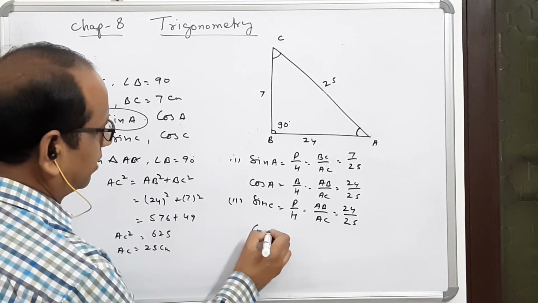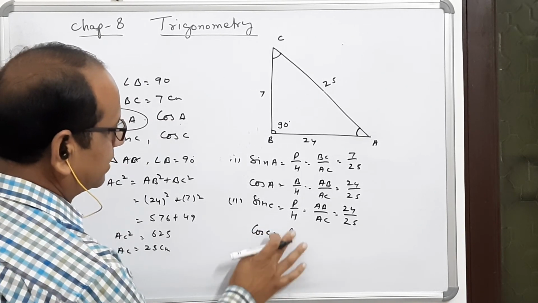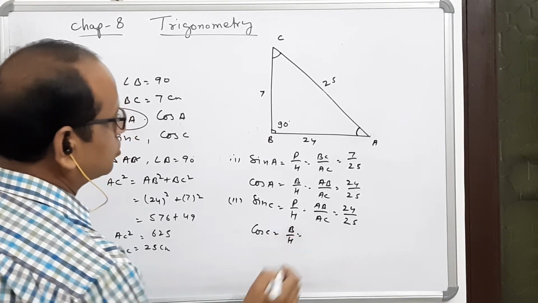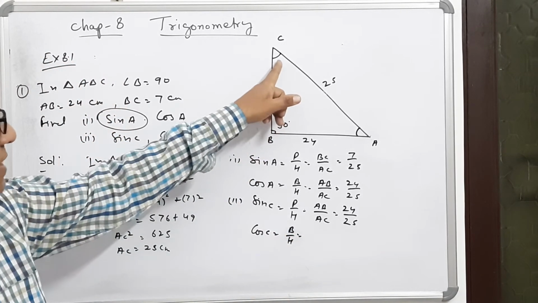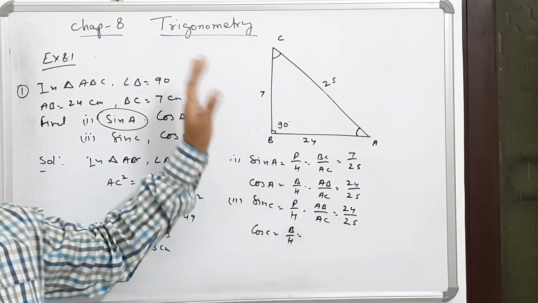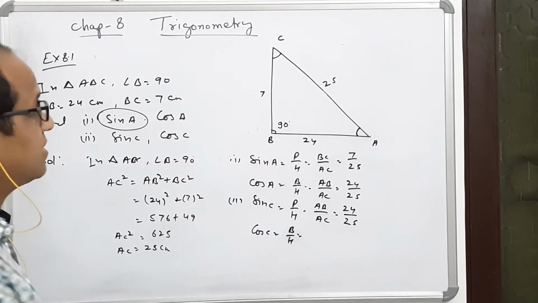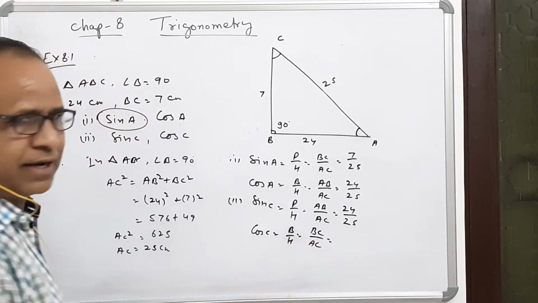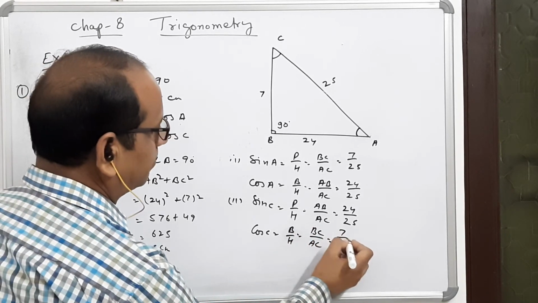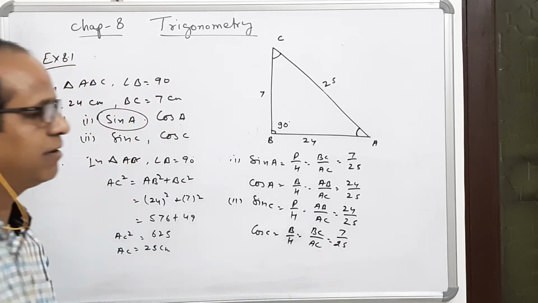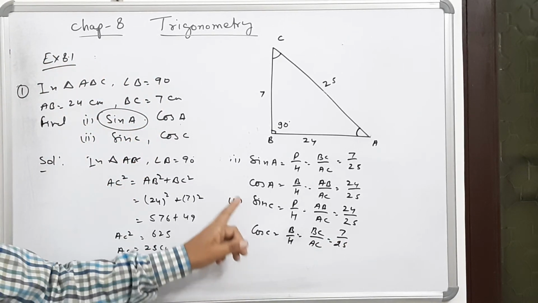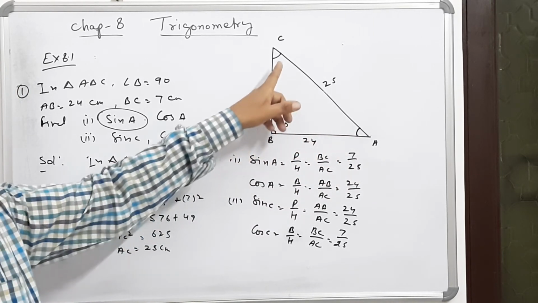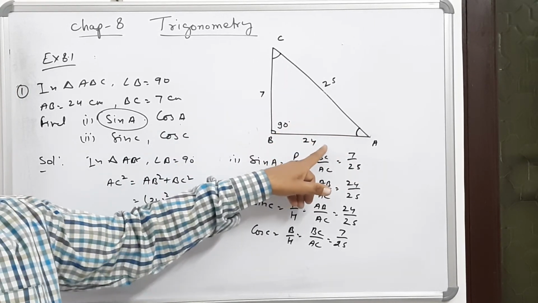See the cos C now. What will be the formula? It is B upon H. But for angle C, as I told you, B means the adjacent side. So which side is the adjacent side? It is BC upon the hypotenuse, which will remain as it is. So this answer will be 7 upon 25. So that is the interesting part. When we talk about angle A, this will be the perpendicular. When we talk about angle C, this will be the perpendicular.